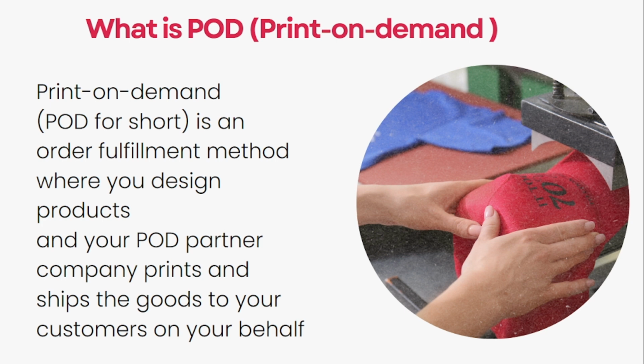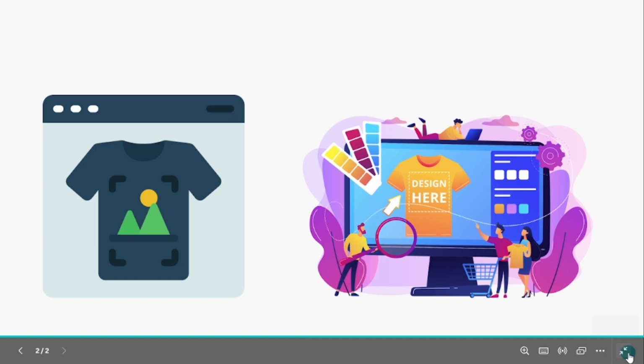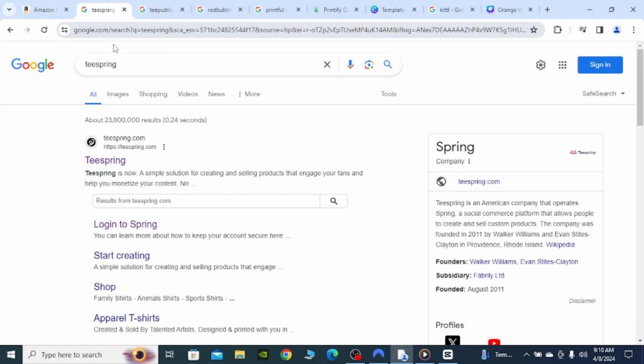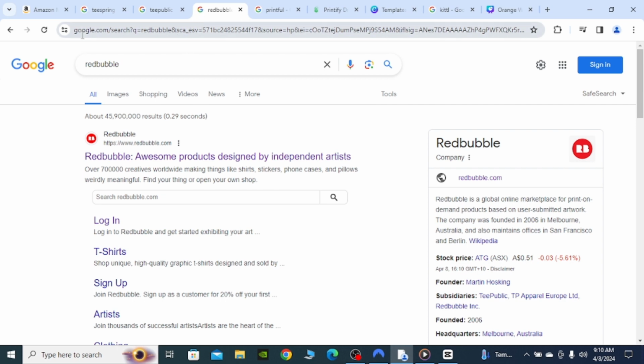But there are a few ways to do print on demand. For example, you can design t-shirts, mugs, hats or caps, shoes, phone covers, or many other things. And once you design that, you can upload it to specific print on demand sites: Amazon Merch on Demand, Teespring, TeePublic, or Redbubble. These are some popular print on demand sites.